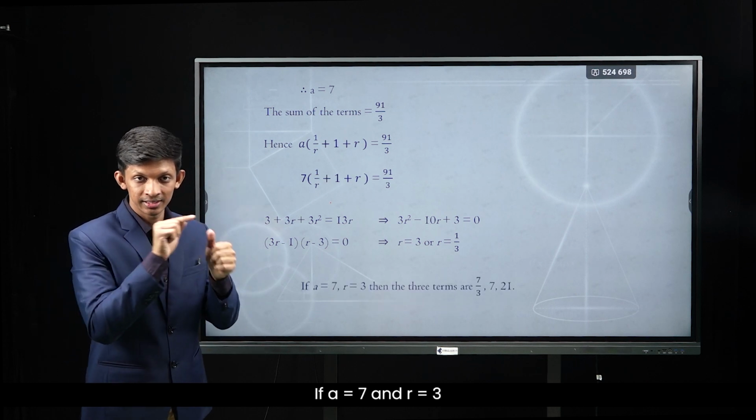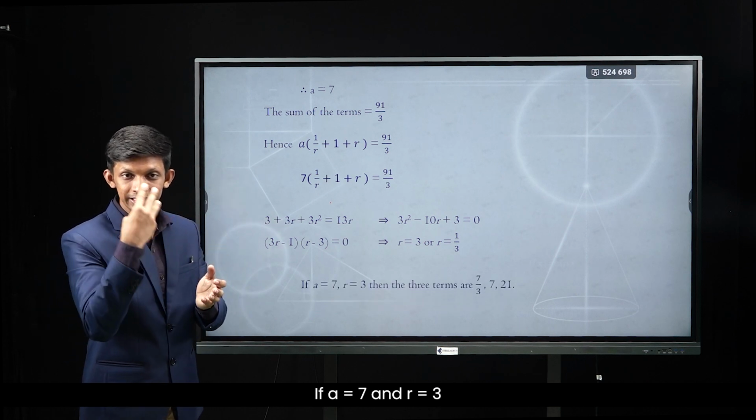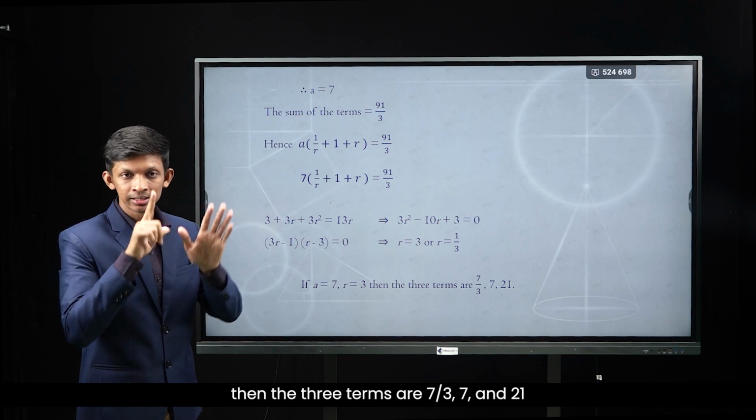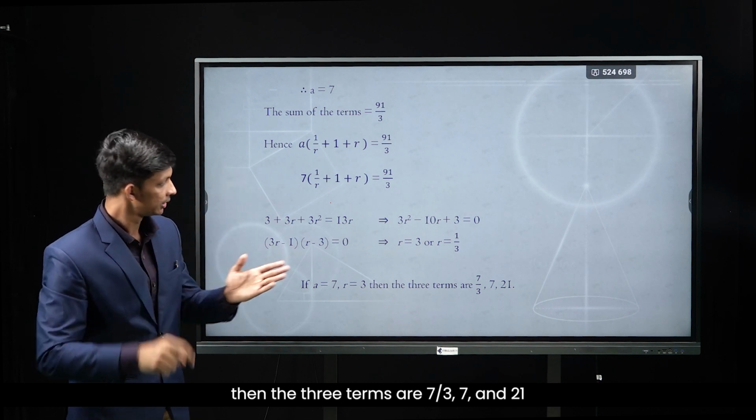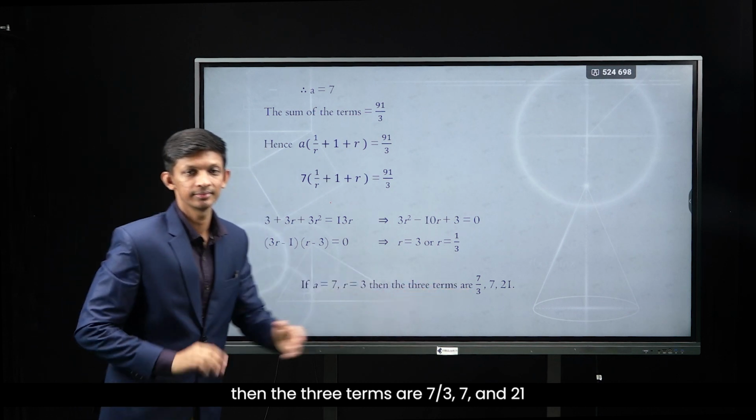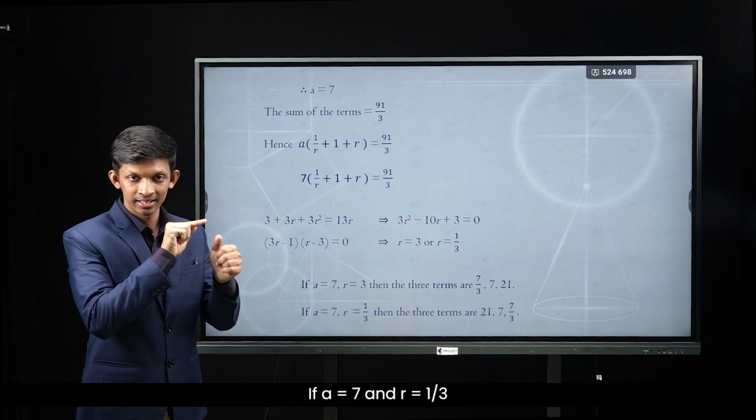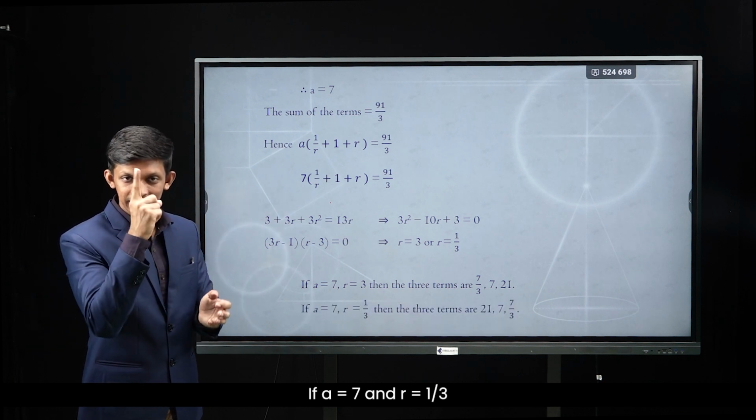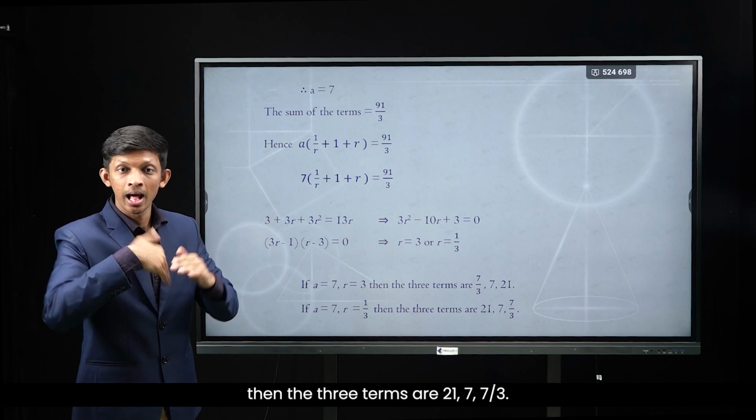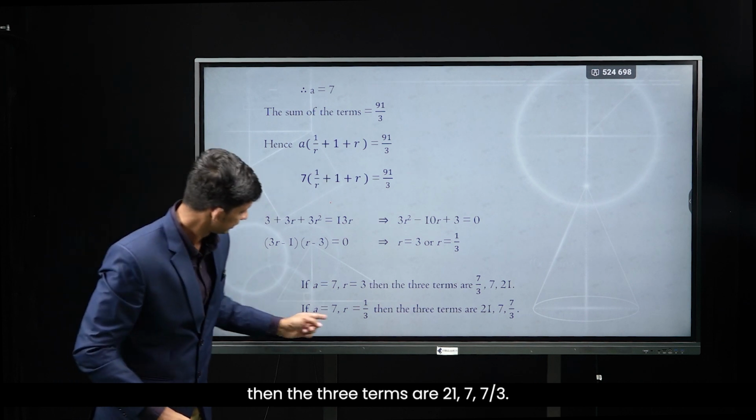If a is equal to 7 and r is equal to 3, then the three terms are 7 by 3, 7 and 21. If a is equal to 7 and r is equal to 1 by 3, then the three terms are 21, 7, 7 by 3.